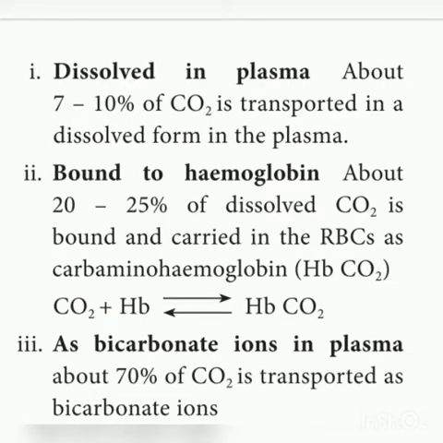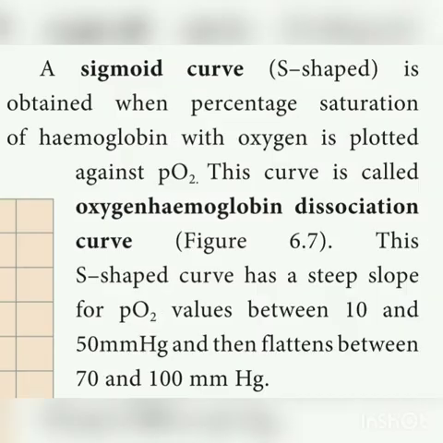Next one is the transport of gases. How transport of gases takes place, how oxygen and carbon dioxide get transported in the blood. In this you have to know more about the sigmoid curve, the S-shaped curve. How is the sigmoid curve obtained?